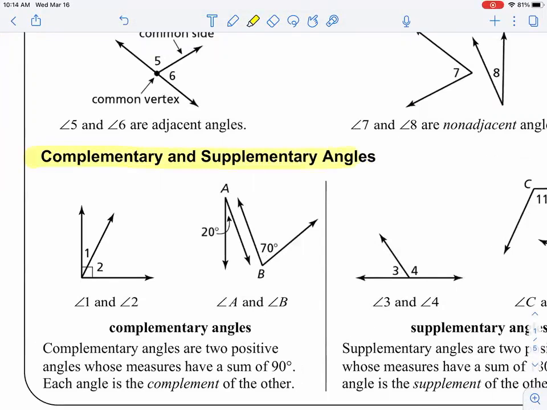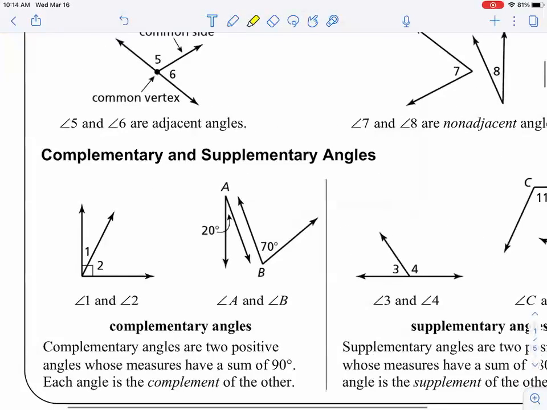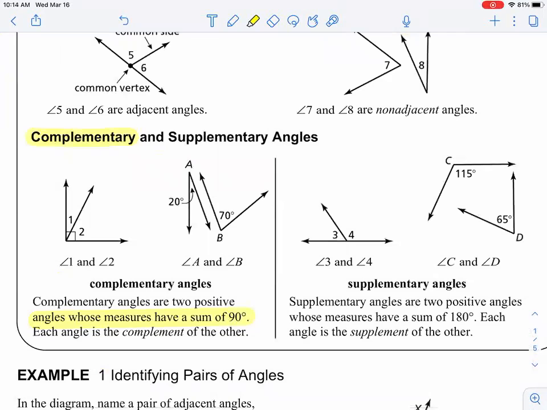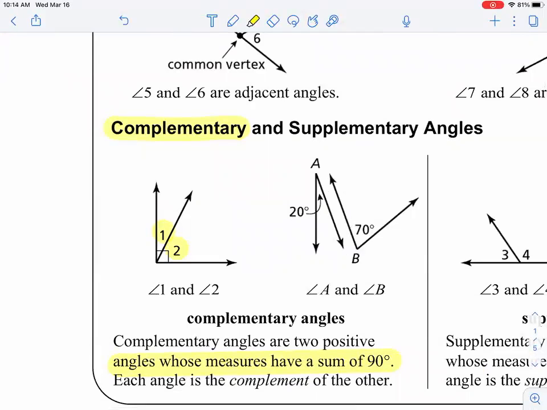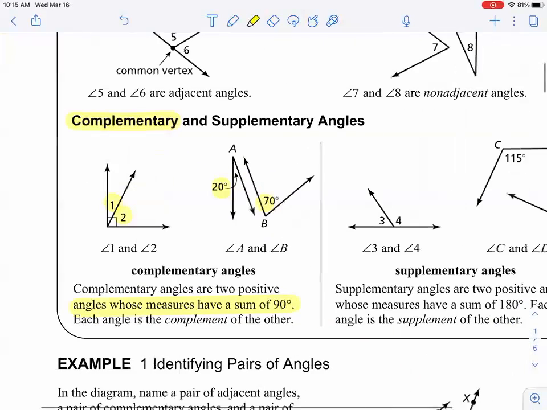The next vocab words are complementary and supplementary angles. Those are two different terms, okay? Complementary, I will do first. If angles are complementary, it means they add up to 90 degrees. So they have a sum of 90 degrees. For example, angle 1 and angle 2 make a right angle, they add up to 90. And of course, 20 and 70 adds up to 90. So those two angles are complementary.